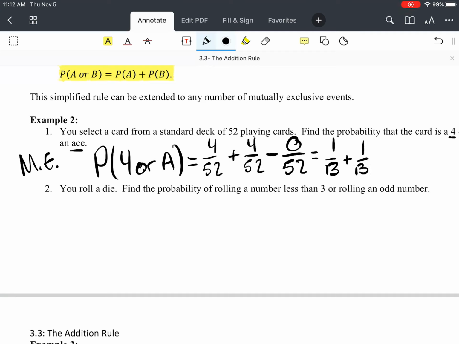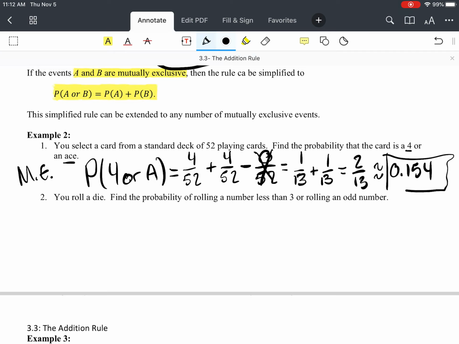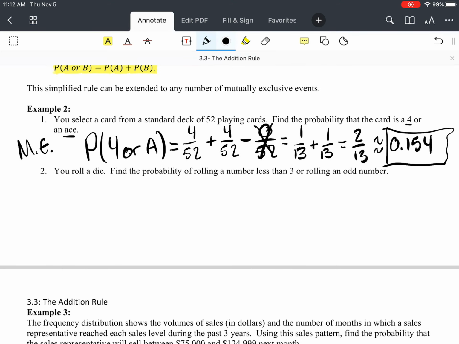So what we get here is 1 out of 13 plus 1 out of 13. Notice that 0 out of 52 just goes away, it's 0. So we have 2 out of 13. That's our probability. Now we do need to change this to a decimal, so I'm just going to round to the thousandths place, and we get approximately 0.154, or about 15.4%. So this is what we're looking for, the probability that those events happen.